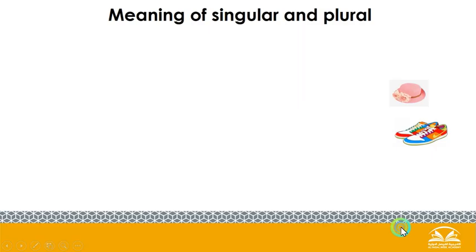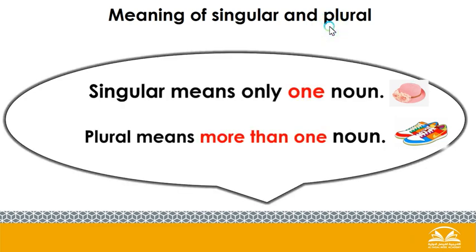So we're going to look at the meaning of singular and plural. Remember we talked about singular and plural before. Now we're going to be talking about it in clothing form. Singular means only one thing, just one. And plural means more than one noun. So singular means one hat, and plural means more than one.